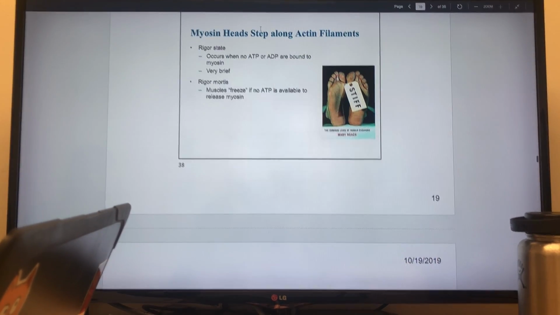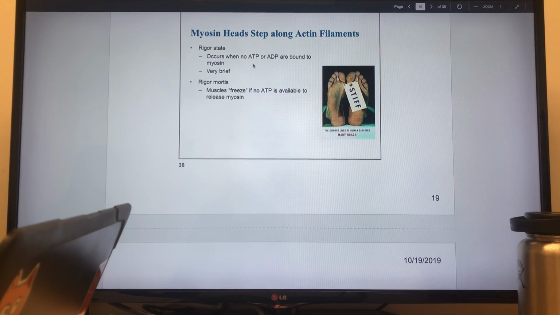So this is what I was telling you about with rigor mortis. You have something called a rigor state. Now this happens naturally in us, which is when no ATP or ADP is bound to the myosin, and it's very brief. I guess it's like sometimes when you wake up and you get that little numb, tingly feeling. Cool. It's not too bad. Nothing's bound to it.